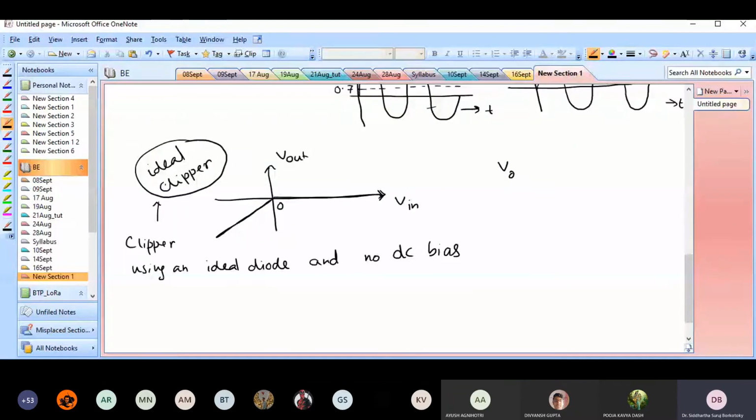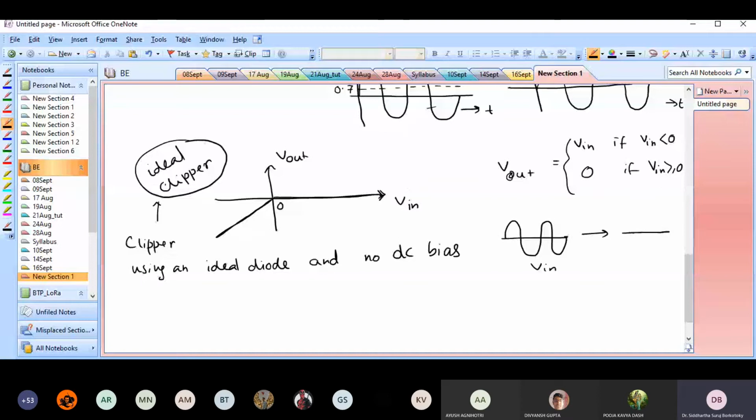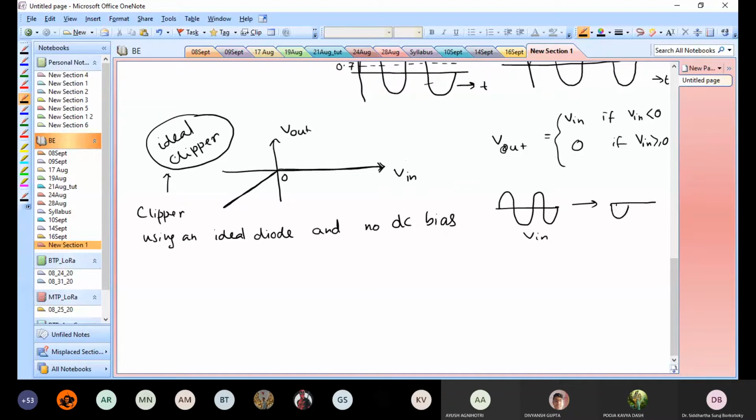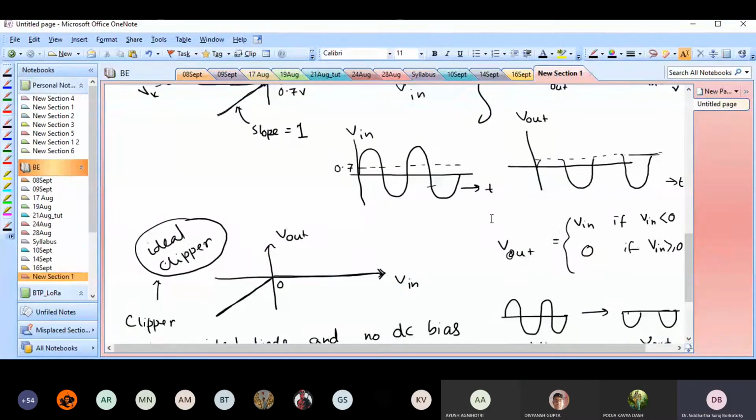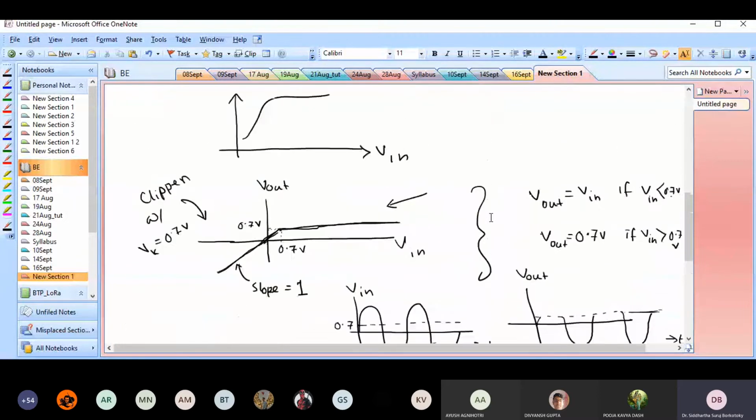So V out is equal to V in if V in is below 0, and 0 if V in is greater than 0. Okay, so this is your V out. If I try to plot it, if I have something like this, this is my input, my output would be this. This is V out.